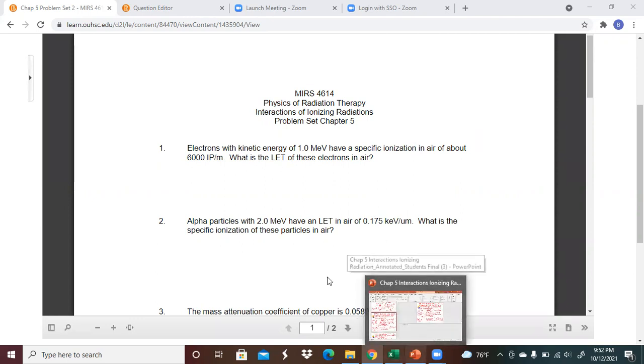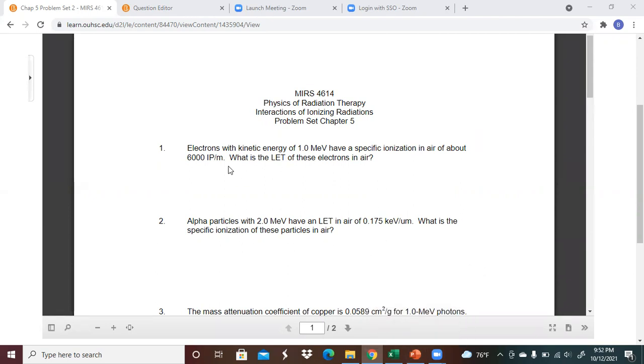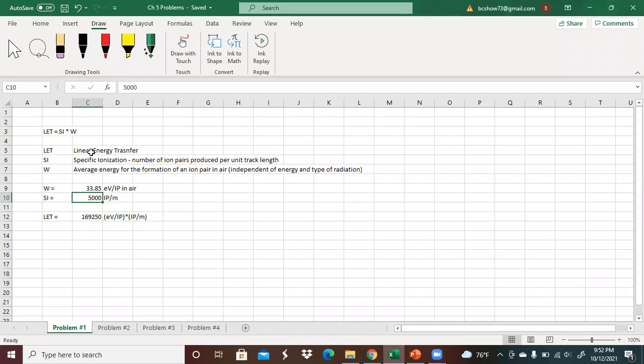The problem that I'm going to work here, number 1, the question is: electrons with kinetic energy of 1 MeV have a specific ionization in air of about 6,000 ion pairs per meter. What is the linear energy transfer of these electrons in air? I'm not going to work the exact problem. I'm going to work something fairly close to that, so that when you work the actual problem, you can see how this goes.